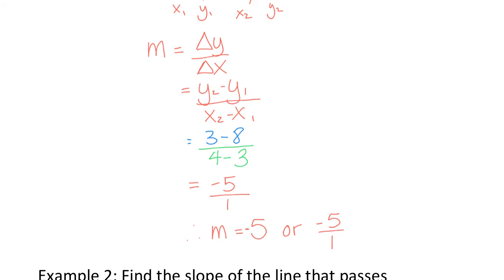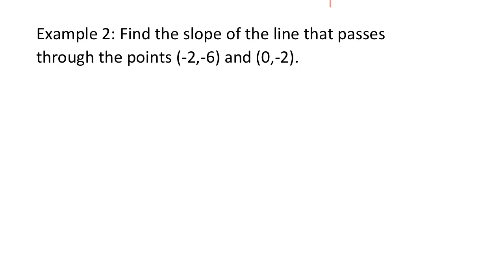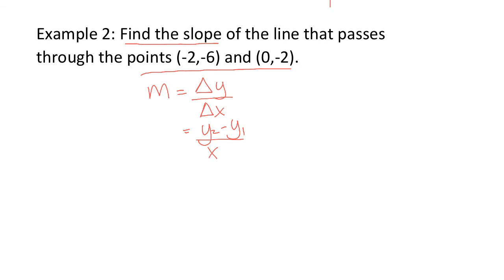Okay, so hopefully that made sense. Let's do one more example just to make sure. And this example is a little bit different just because it has negative numbers in it. Again, we're finding the slope between these 2 points, or of the line that passes through these 2 points. So my slope is equal to the change in y over change in x. I know that that's just y2 minus y1 over x2 minus x1. Okay, so let me find my y2 and my y1. Here's my y2, here's my y1.